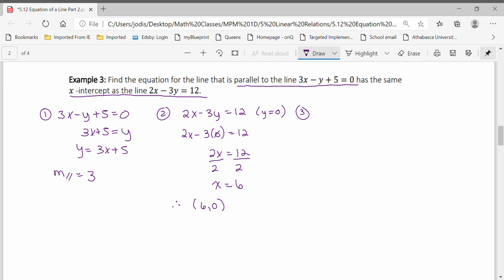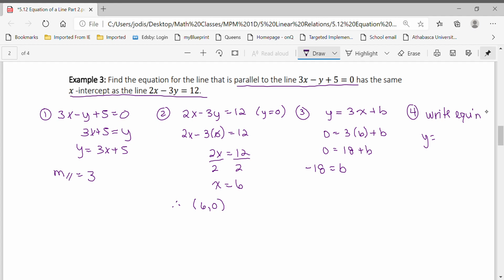So now we have a slope and we have an x-intercept, so we can find the y-intercept. So we're going to plug in our slope, and then we can plug in our point. So y is 0 and x is 6. So we've got 18 plus b here, so move it over. We've got negative 18 equals b, right? And then last, we want to write our equation. So y equals, my slope was 3, don't forget your x, and then my y-intercept is negative 18.